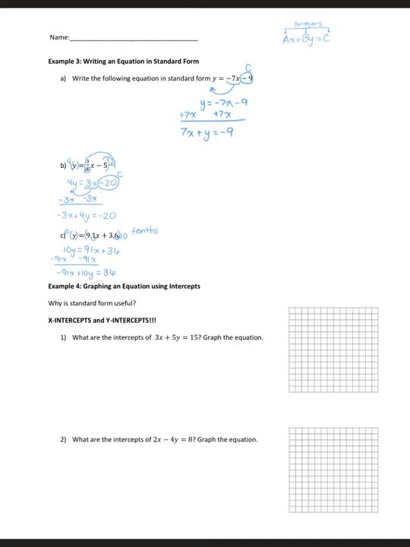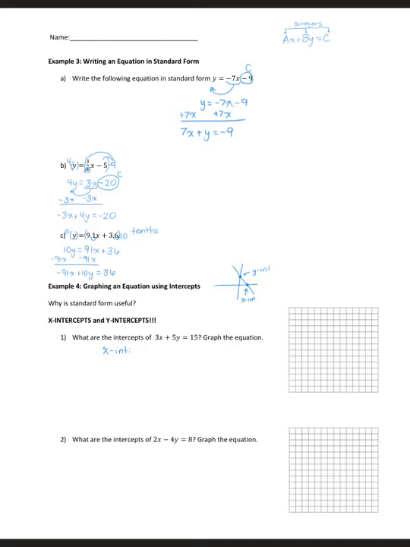So now let's look at example 4, graphing an equation using the intercepts. So why the heck is standard form a thing? It is useful to find x and y intercepts. It is so easy to find x and y intercepts if it's in standard form. So what is an x and y intercept? So an x-intercept is where a line crosses the x-axis. So right there, that's your x-intercept. Your y-intercept is where it crosses the y-axis.